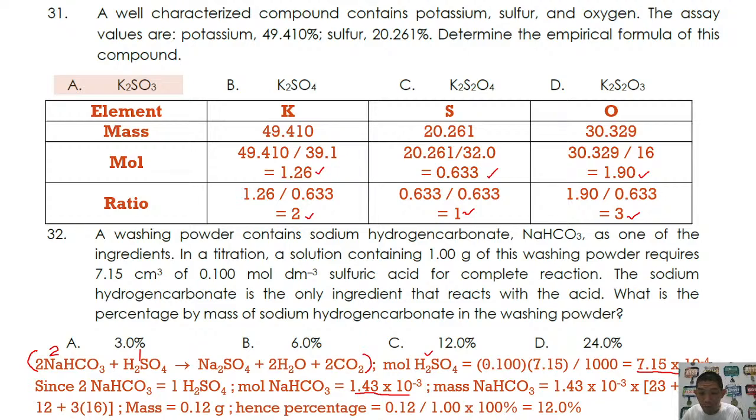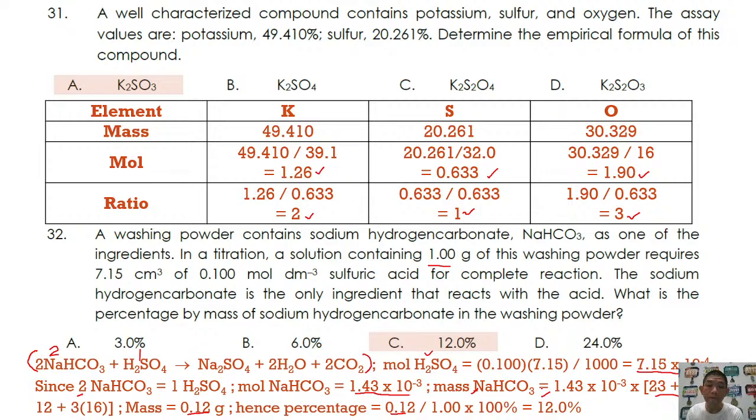Therefore, you get the mass of the sodium hydrogen carbonate by multiplying by the relative molecular mass of NaHCO3. At the end, you get a mass equal to 0.12 gram. Therefore, the percentage is 0.12 divided by the total mass, 1.00 as mentioned by the question, times 100%, so you get 12%. So the answer will be C.